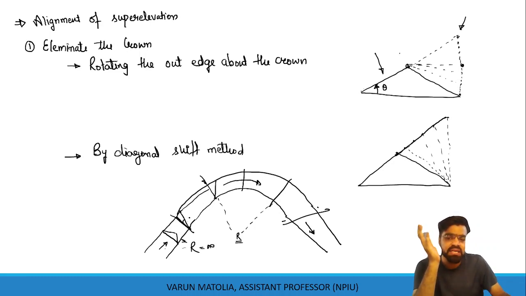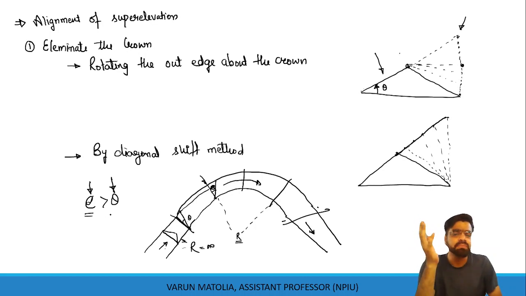Let us say this is theta, and this is alpha, the super elevation. So write it as E. We know the symbol, so E is more than theta. So at the beginning of the transition curve, we have theta, that is your camber, and at the end of this transition zone, we have this super elevation E.